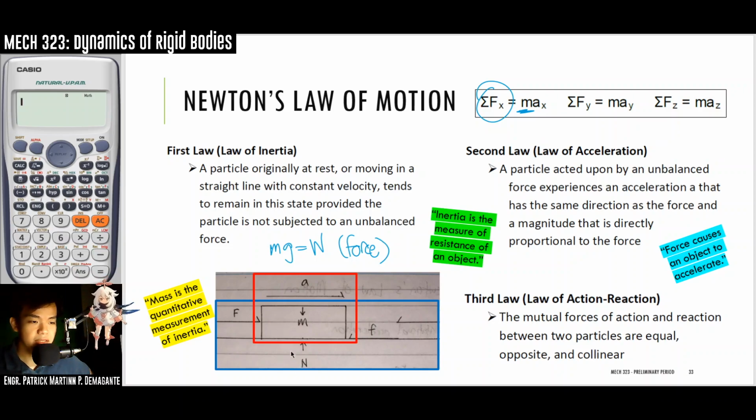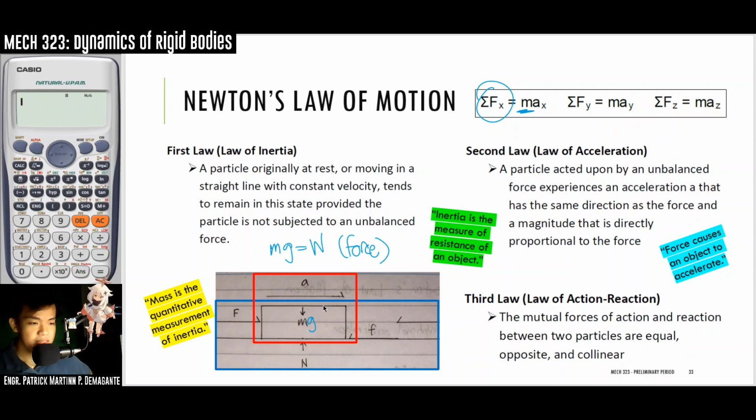The N tends to point up. This is our normal force. And yung M, meron downward dyan. So, may nag-act dyan na gravity. Depende kung saang planet, pero sa Earth, meron tayong 9.8 meters per second squared in SI unit and 32.174 feet per second squared. Yun ang ating gravitational acceleration.